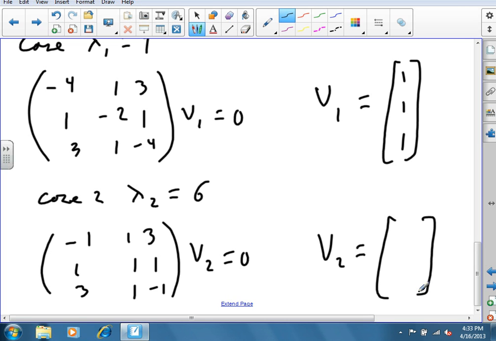All zeros is a non-answer. It works though. Well, all zeros always work. It's the trivial answer. Anyway, 6. Okay, so minus 1, minus 1. It's a 7 there, 1. Okay, so I didn't write it down wrong.